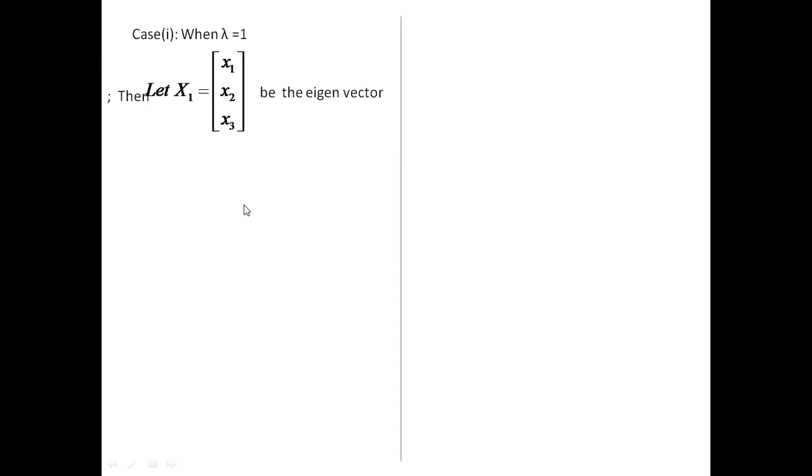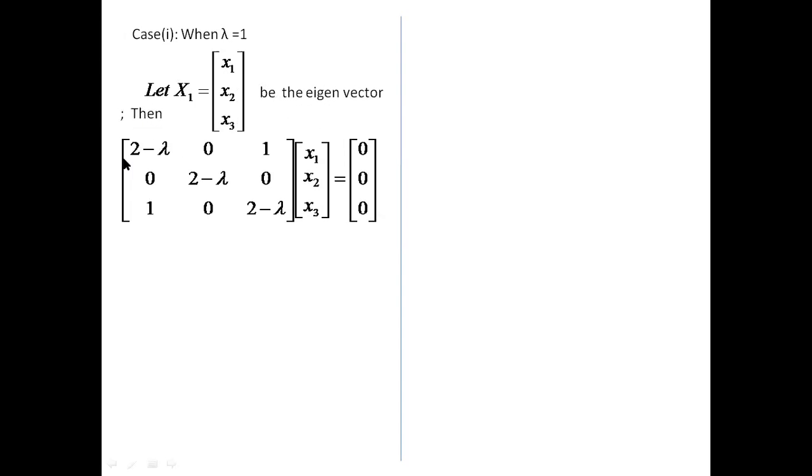The first case you shall take, case 1, when eigenvalue lambda is equal to 1. Here we have to find the eigenvector, a column vector of this type. We assume that x1, the first eigenvector corresponding to the first eigenvalue, is x1, x2, x3. We assume that this is the eigenvector. If it is the eigenvector, what is the condition to be satisfied? Then A x1 is equal to lambda x1.